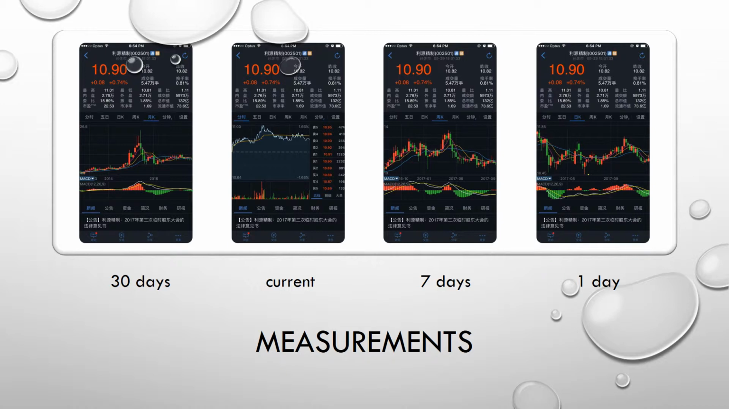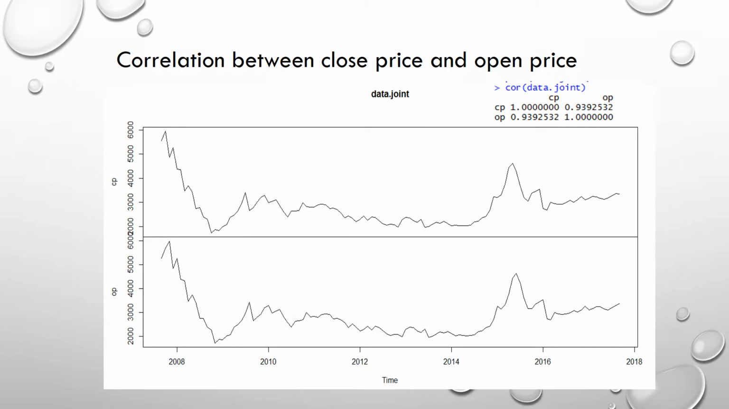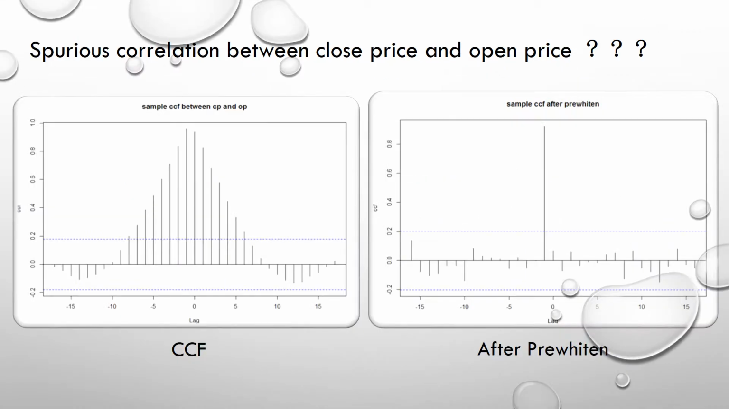Now we see the correlation between close price and open price. We see they have a similar pattern. They have the same intervention and the same trend and changing variance. It looks like there is a strong similarity here, and we use the ACF function to see there is a strong correlation of about 0.9 between them.